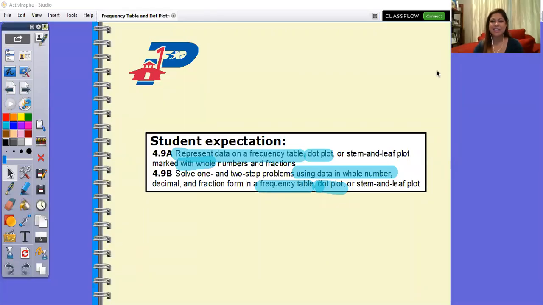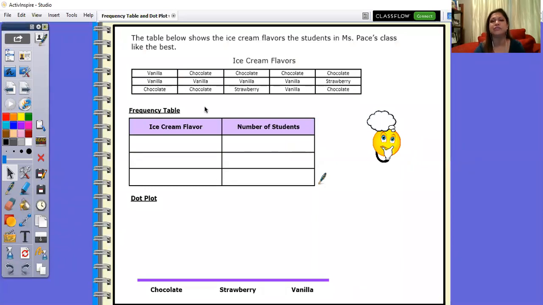Hello, everyone. Today we start our unit on data analysis, and our student expectation is going to be 4.9a. That tells us to represent data on a frequency table and a dot plot. We're also going to solve problems using that data in whole numbers. So let's take a look at our first set of information.